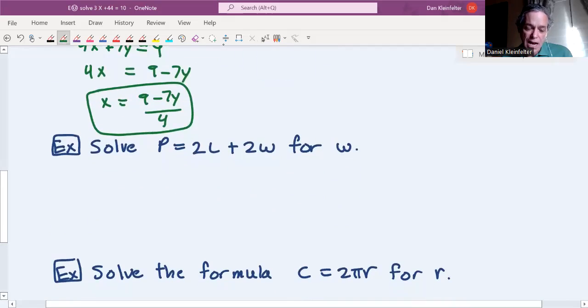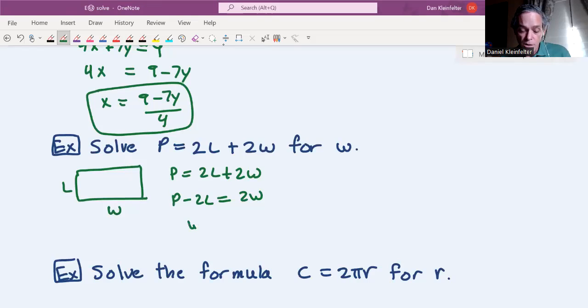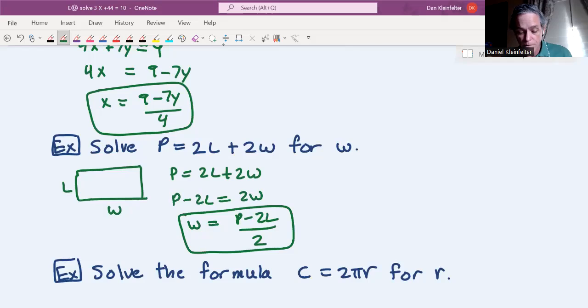The next formula has to do with the perimeter of a rectangle. That's the distance around a rectangle. If you know its length and width, you can find the total distance around. For now, though, we just want to solve this for w. If P equals 2L plus 2W, and we would like the W alone, then that 2L term needs to be dealt with. We'll subtract 2L from both sides. Next, we're going to divide by 2 so that W will equal P minus 2L all over 2. Okay.